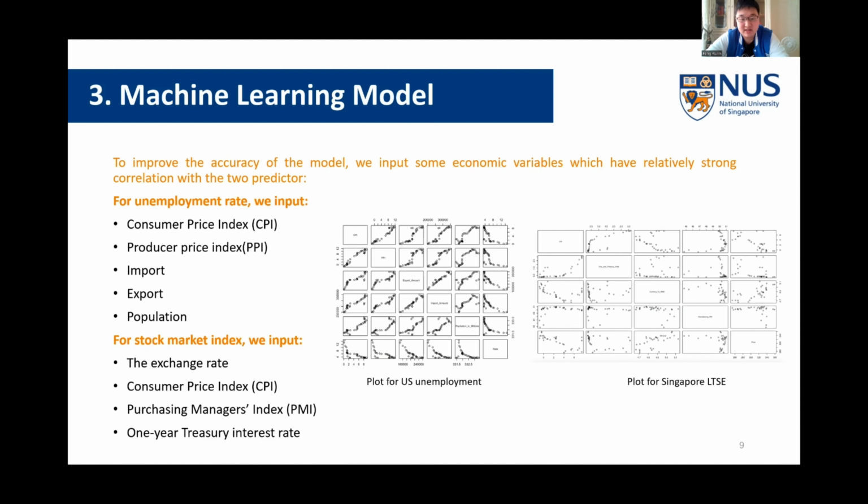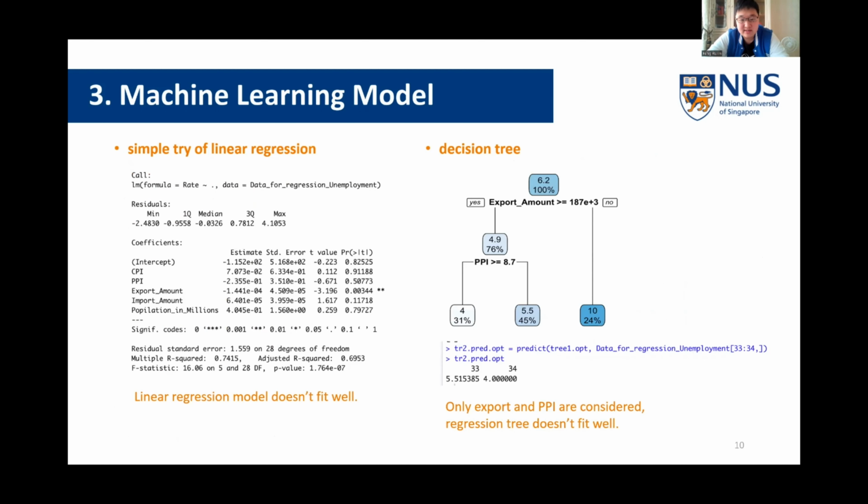For the stock index, factors like exchange rate, purchasing manager index, and 1-year treasury interest rate are very important. Like the exchange rate, the impact on short-term capital flow has different manifestations at different times. We tried these factors in the linear regression and decision tree model, but the conclusion is the p-value is large, so we try other ways next.